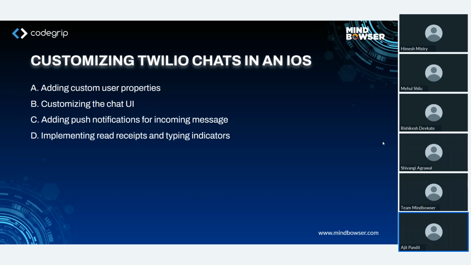Implement the on message added method in your delegate to handle incoming message. In this method, you can check the message author and add a read receipt for the message if it was sent by other user. Implement the on typing started and on typing ended method in your delegate to handle typing indicators. In these methods, you can show or hide a typing indicator for the users who are currently typing.